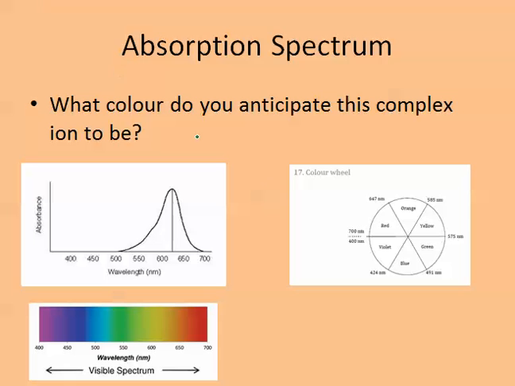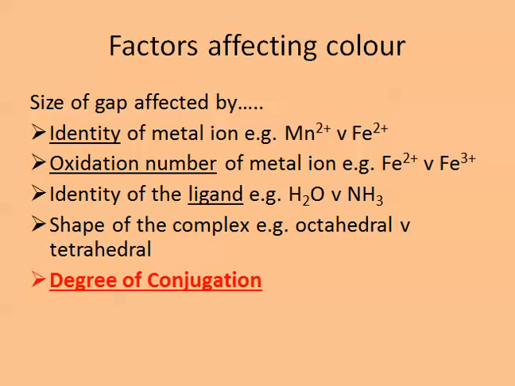And we used a colour wheel to explain this. As a general guide, if something's absorbing here, we're going to see that kind of colour. So the factors that affect the colour is essentially asking the same question as what affects the size of that gap between those d orbitals. That difference is important in determining what wavelength of light gets absorbed. And what can affect the gap? Well, it can be the identity of the metal ion, it can be the oxidation number of the metal ion, it can be what ligand we've got, and also the shape.